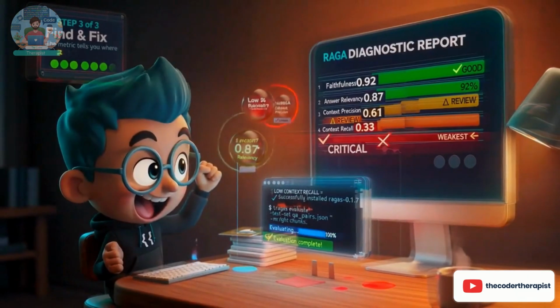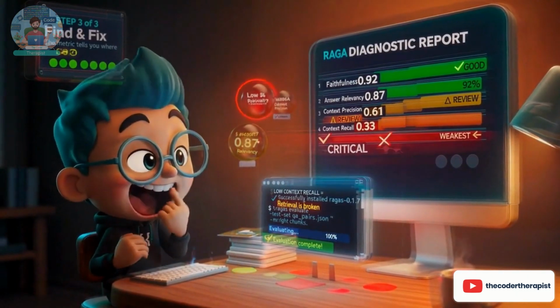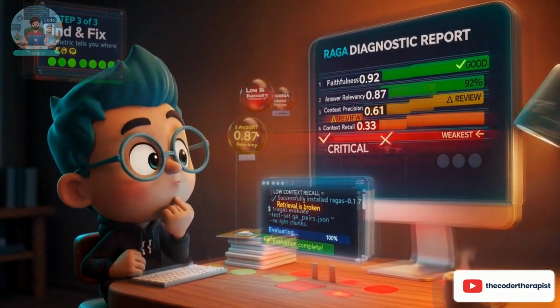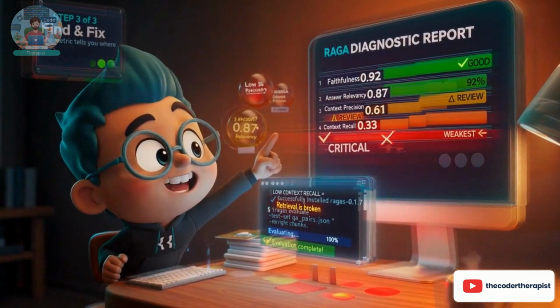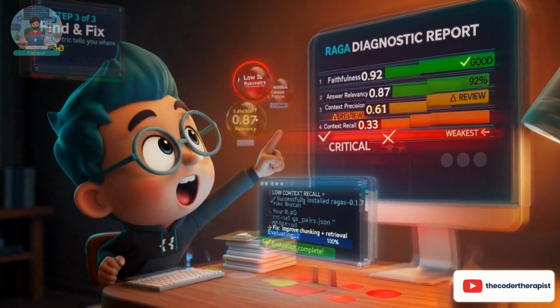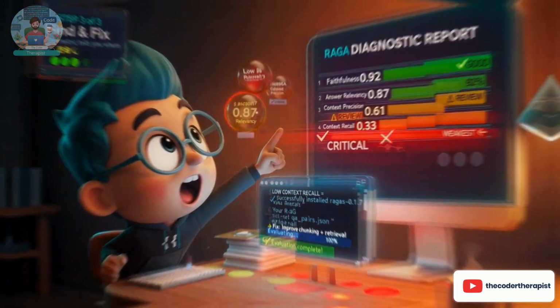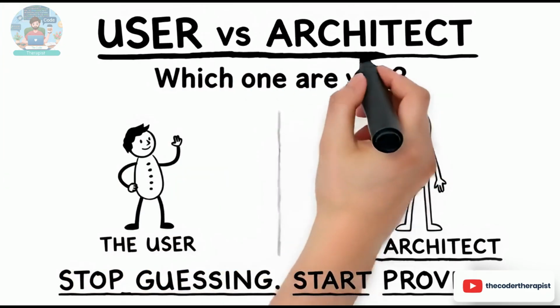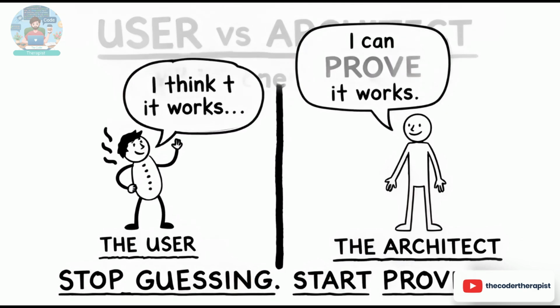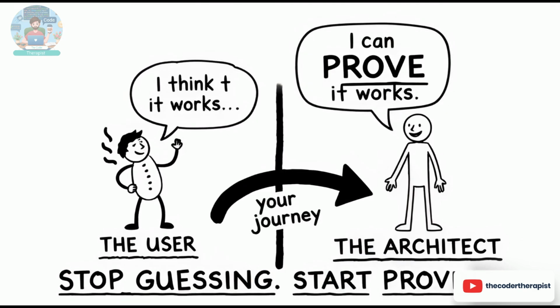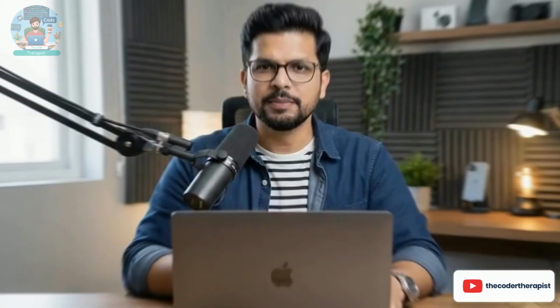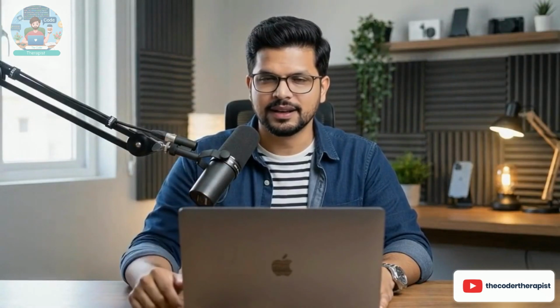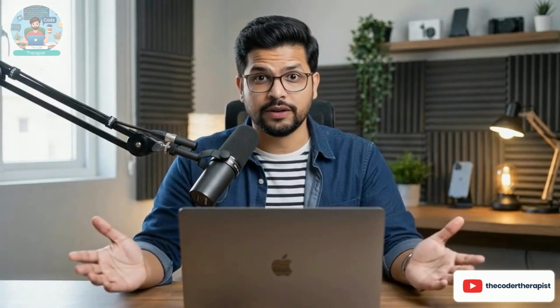Low faithfulness? Your model is hallucinating. Low context recall? Your retrieval is broken. The metric tells you where to fix. That's it. 3 steps. You go from "I think it works" to "I can prove it works." That's the difference between a user and an architect. Most people ship AI apps and pray. Architects ship with a scorecard.